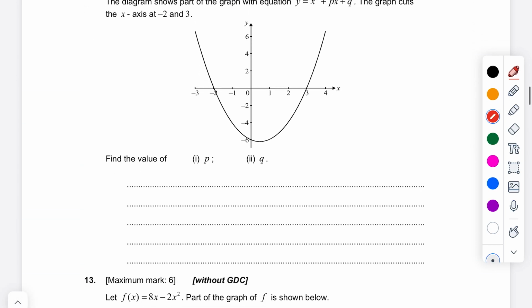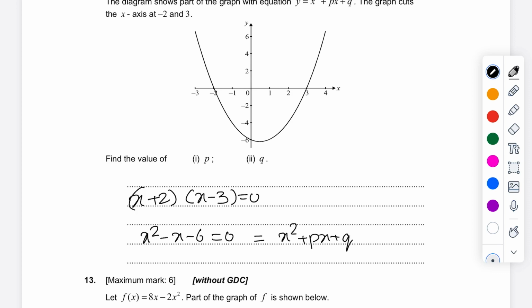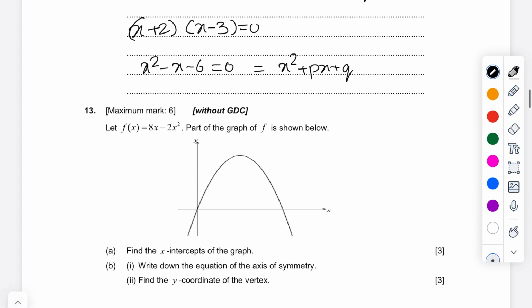Question number 12. The diagram shows part of the curve. The curve cuts the x-axis at minus 2 and 3. Find the values of p and q. So basically the equation is (x minus of minus 2), which is (x plus 2), times (x minus 3) equals 0, which becomes x squared minus x minus 6 equals 0. But that is equated to x squared plus px plus q. This gives me the p value as negative 1 and the q value as negative 6.